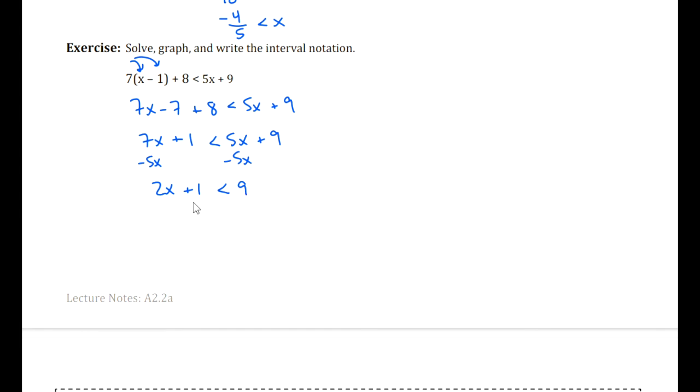So if I have 2x plus 1, the opposite of adding 1 is subtracting 1. So we subtract 1 from both sides. Then we have 2 times x. So the opposite of multiplying by 2 is dividing by 2. So we divide both sides by 2, giving us x less than 4. This inequality is solved. Now to graph, we draw our number line.